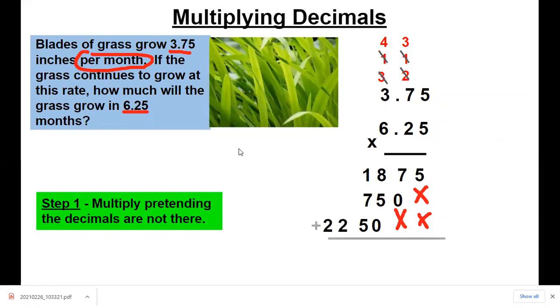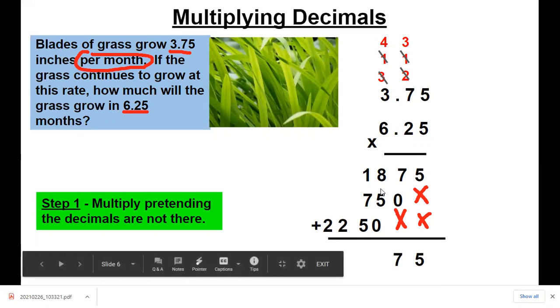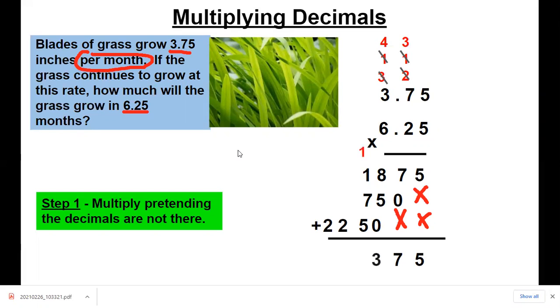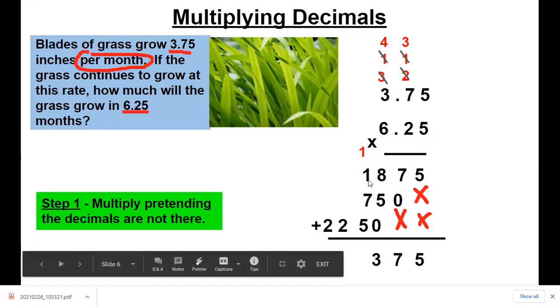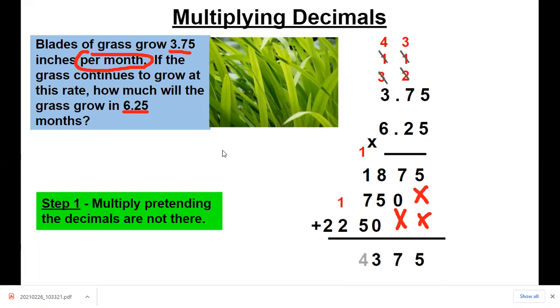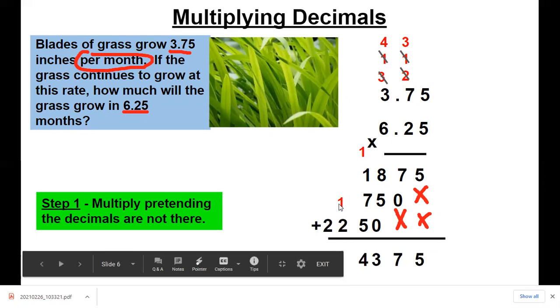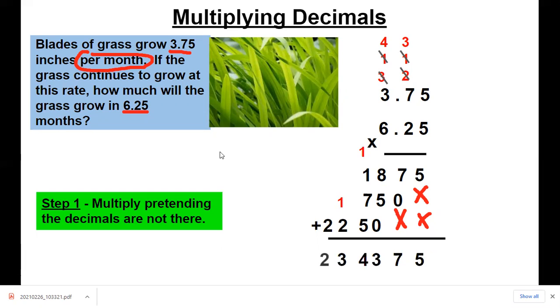And now I'm ready to add all my partial products. So 5 plus nothing is just 5. 7 plus 0 plus nothing is 7. 8, now be careful, I got this not quite lined up. 8 plus 5 plus 0 is 13. Put down the 3, carry the 1. Here I carried it. 7 plus 5 is 12, plus 1 is 13, plus 1 is 14. Put down the 4, carry the 1. Now I have 2 plus 1 is 3. And then finally I have 2 plus nothing is 2.